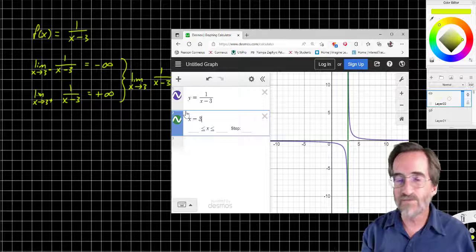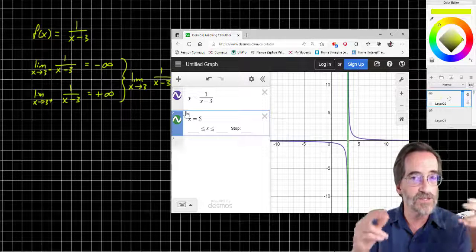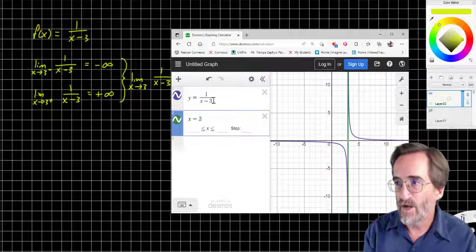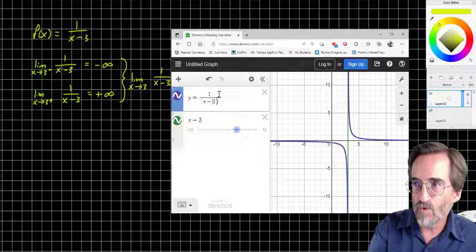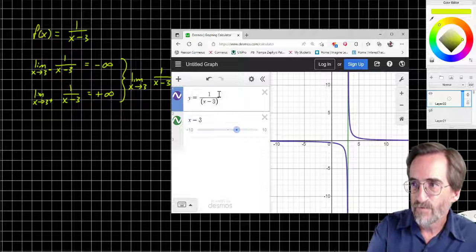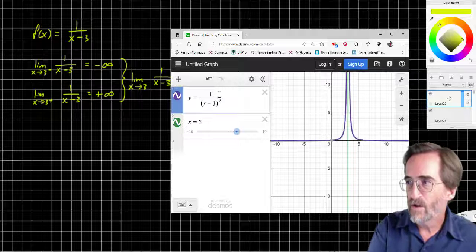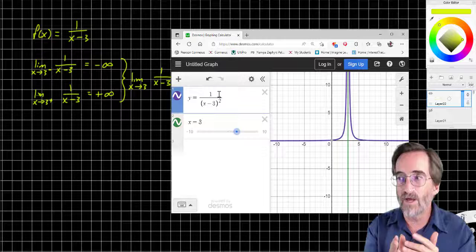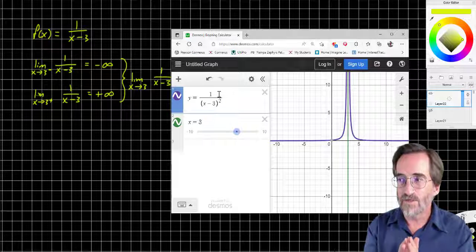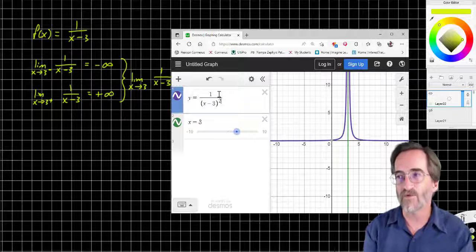They don't always split in opposite directions. For example, what if I said 1 over x minus 3 squared? Let me do that here. If I put the quantity of the denominator squared, I would in fact have them both going up positive. And so in this case, the limit as x approaches 3 would be positive infinity. The two-sided limit would be positive infinity.